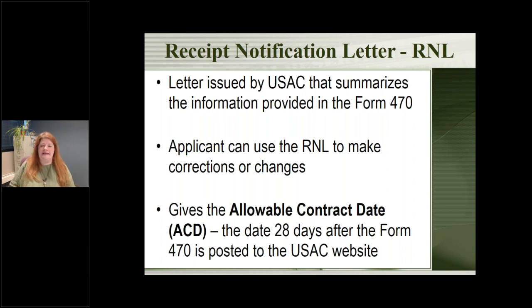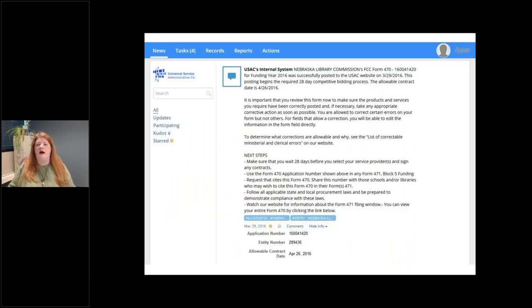And you have to wait 28 days before you can go on to the second form and say who you ended up with. This is what it looks like in your Epic account, and you can see the very end of that very first paragraph. It says the allowable contract date is, and in this case it was in April in 2016. So that's the soonest you can do your second step, the 471.